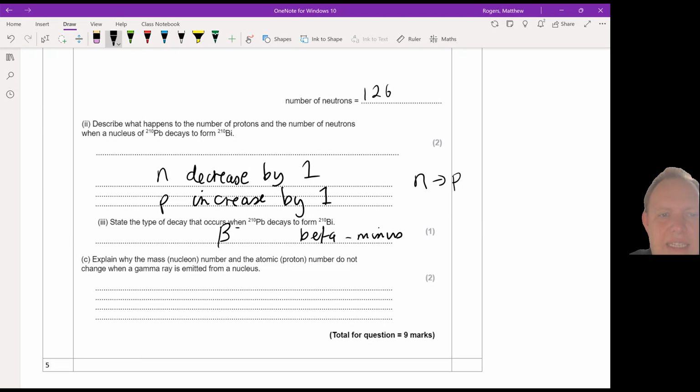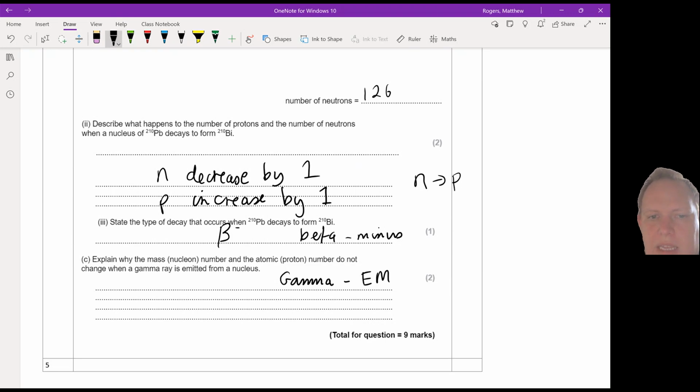And for C, explain why the mass or nucleon number and the atomic proton number do not change when a gamma ray is emitted from a nucleus. So to answer this question, I think there's two aspects of it. We want to describe what about the gamma ray makes this true and what doesn't change in the nucleus. So the idea that the gamma ray is a form of electromagnetic radiation. It's not formed of particles, it's formed of an electromagnetic wave.